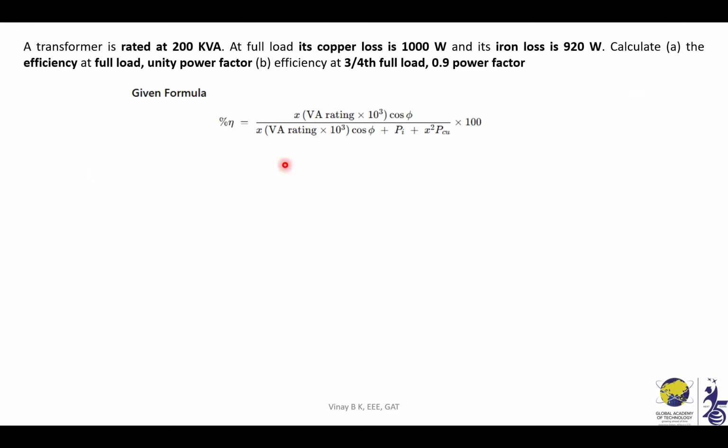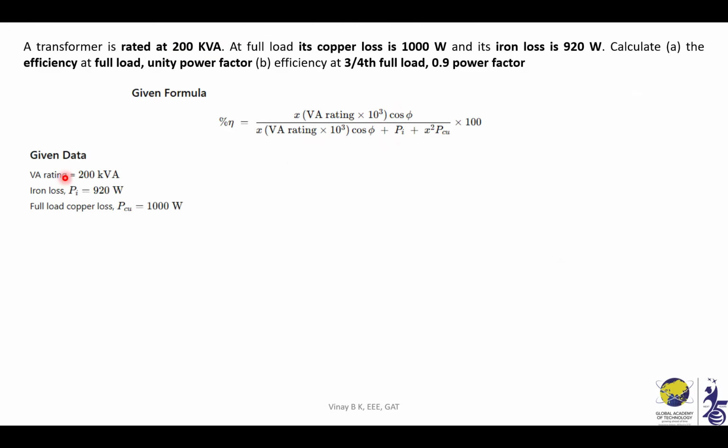Percentage of efficiency is given by X, the load, into VA rating. They are given in terms of kVA. You have to convert that into VA. That is why I'm multiplying by 10 to the power 3 into power factor, that is cos phi, divided by, that is nothing but output power divided by output power plus total losses along with the load. That is X VA rating into cos phi plus PI, meaning iron loss, PCU, meaning copper loss. You need to write the efficiency in terms of percentage. That is why you are multiplying by 100.